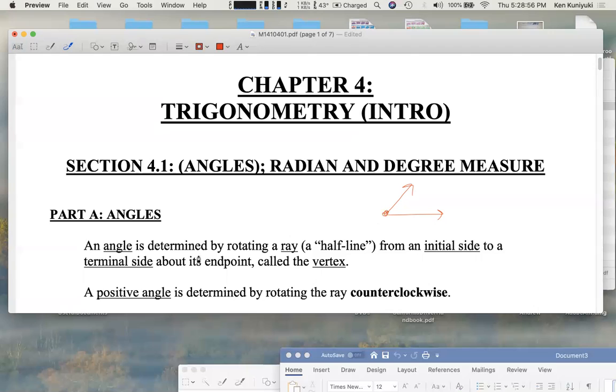An angle is also a measure of rotation. You can think of an angle as being the rotation that's required to rotate this ray in such a way that it's on top of this ray. So an angle is determined by rotating a ray, a half line, from an initial side to a terminal side, about this common endpoint called the vertex. A positive angle is determined by rotating the ray counterclockwise. A negative angle would correspond to this kind of rotation, a clockwise rotation.